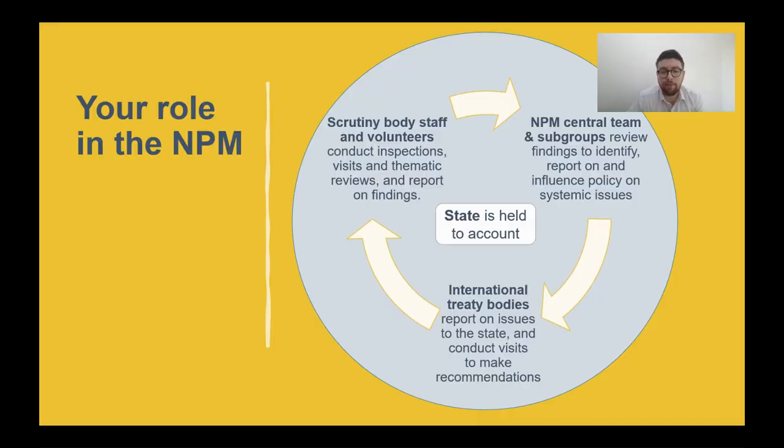Your role in the NPM. This slide shows how the state is held to account with your findings. So, for example, scrutiny body staff and volunteers conduct inspections, visits and thematic reviews and report on findings. My team and subgroups review findings to identify, report on and influence policy on systemic issues. International treaty bodies report on issues to the state and conduct visits to make recommendations. And we all inform each other with the aim of holding the state to account.